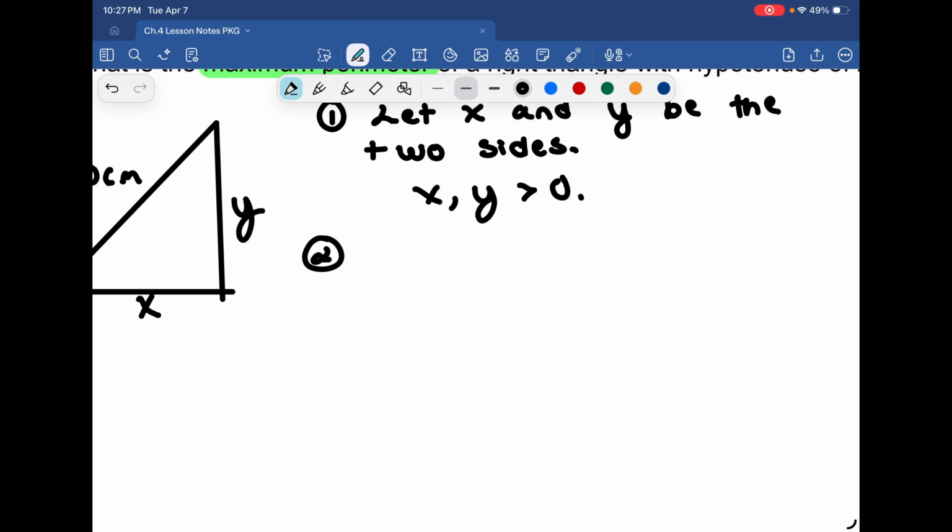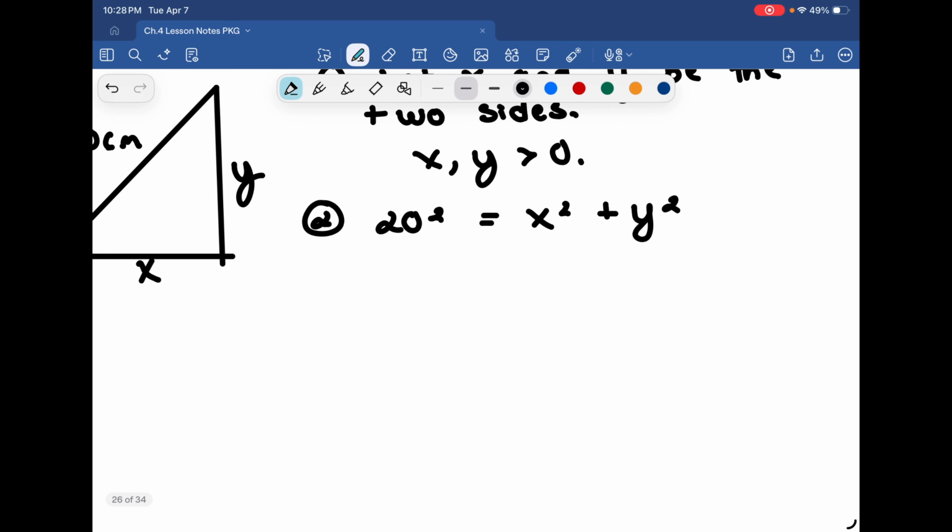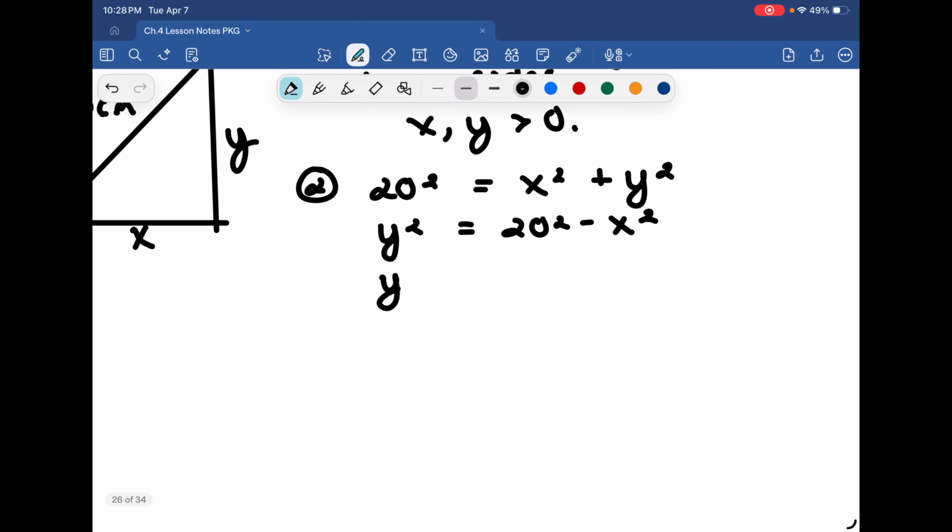Now we're going to set this up for a Pythagorean situation. 20 squared is equal to X squared plus Y squared. Well, from here, I'm going to then isolate this for Y. So I'm going to go Y squared is equal to 20 squared minus X squared. I take the square root of both sides. I get Y is the square root of 20 squared, which is 400 minus X squared. Now this is in one variable.